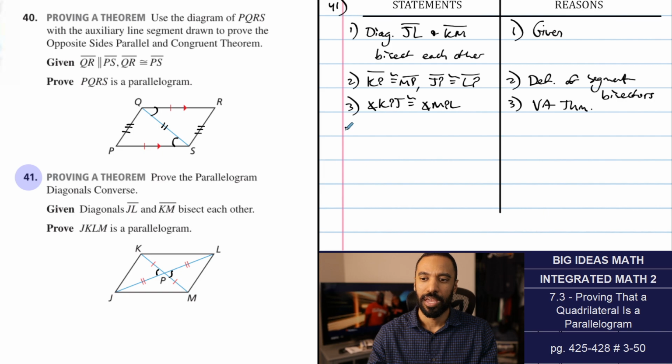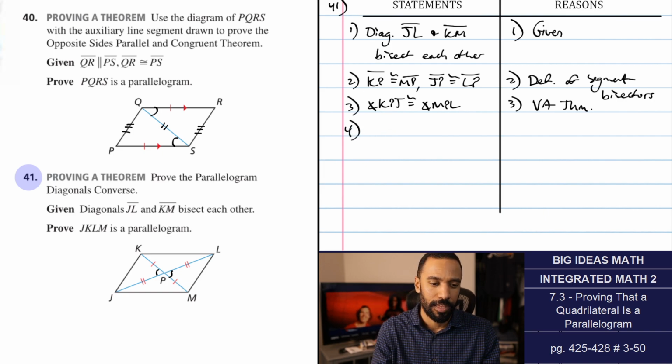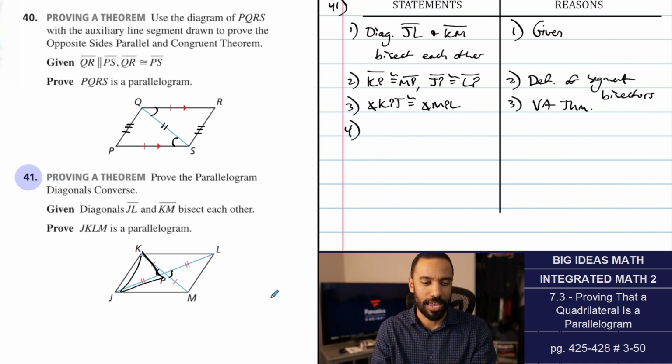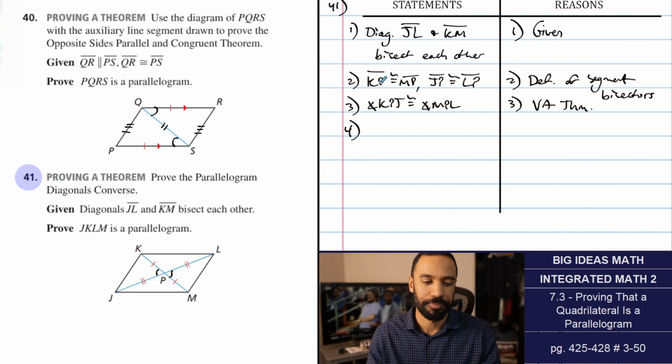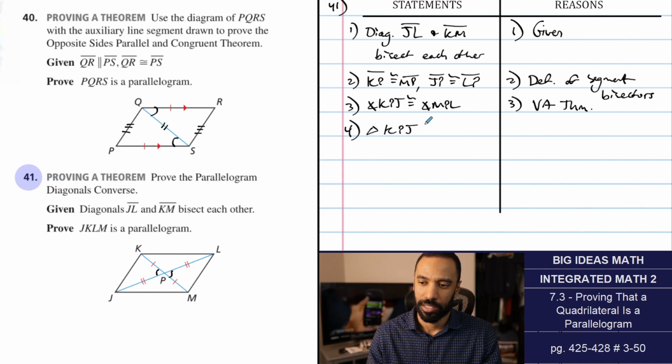That's the vertical angles theorem. Now I have congruent triangles here. I have this guy, triangle KPJ, congruent to triangle MPL as a whole by side angle side. Triangle KPJ is congruent to triangle MPL by the side angle side congruence theorem.